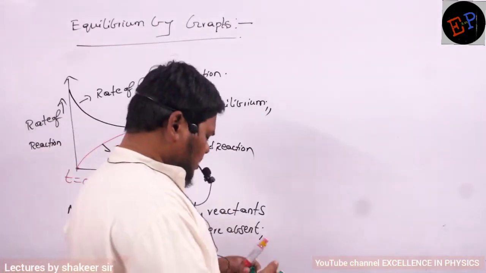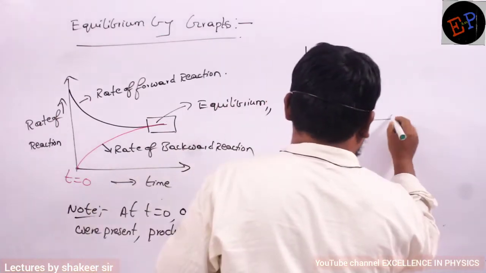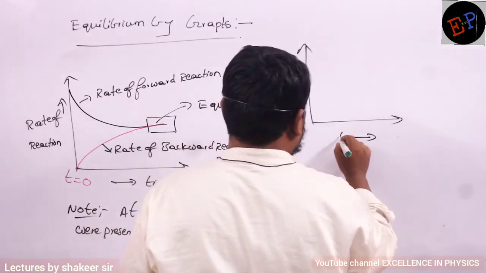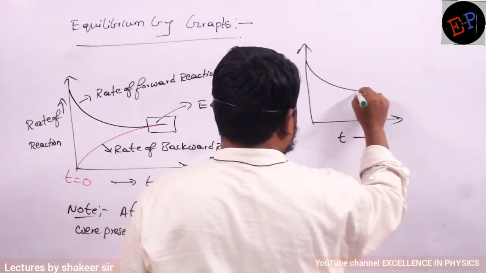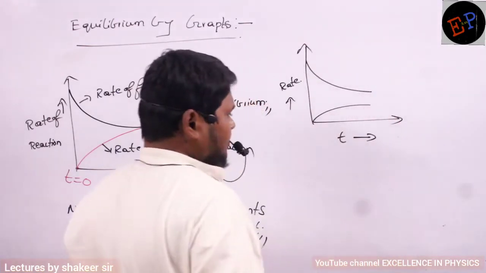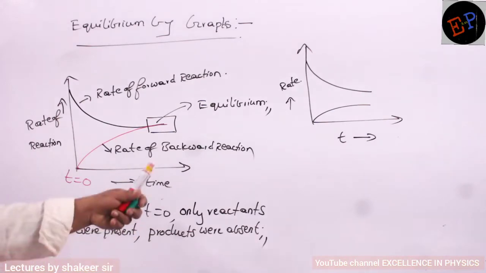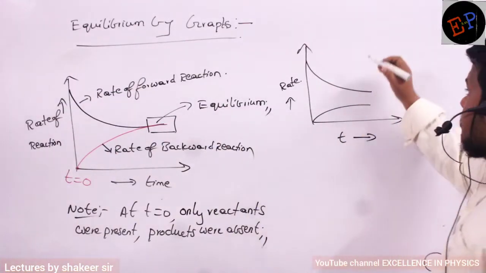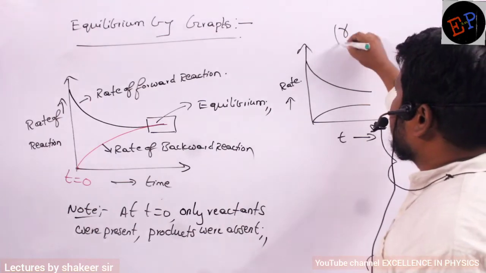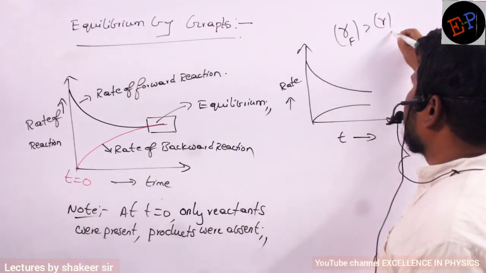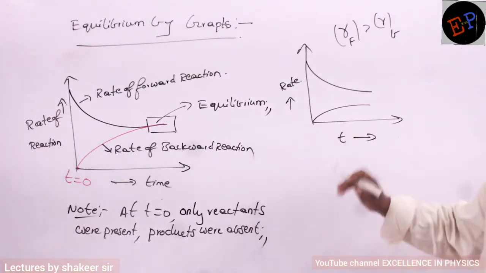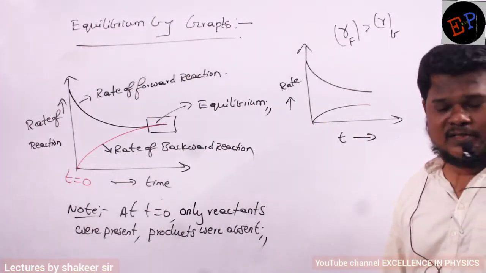Similarly, if I draw a graph like this, with rate of reaction on one axis and time on the other, what do you understand? The rate of forward reaction is greater than the rate of backward reaction at any instant of time. So both are not getting equal. Are you able to understand?